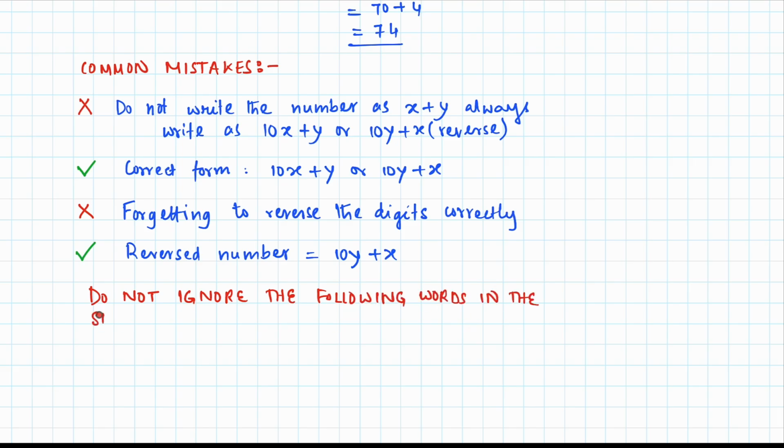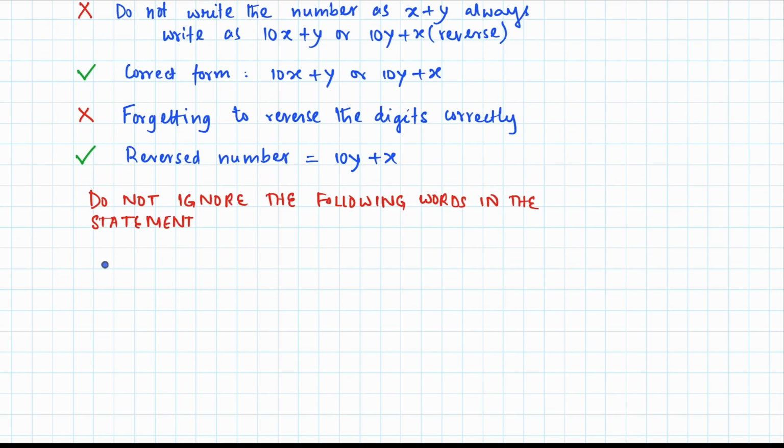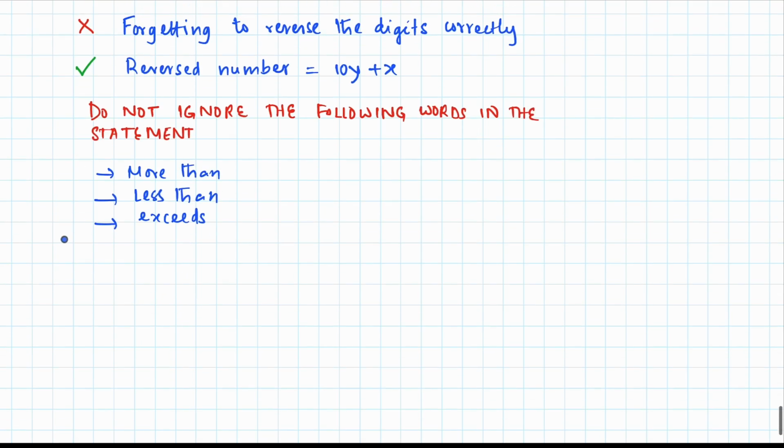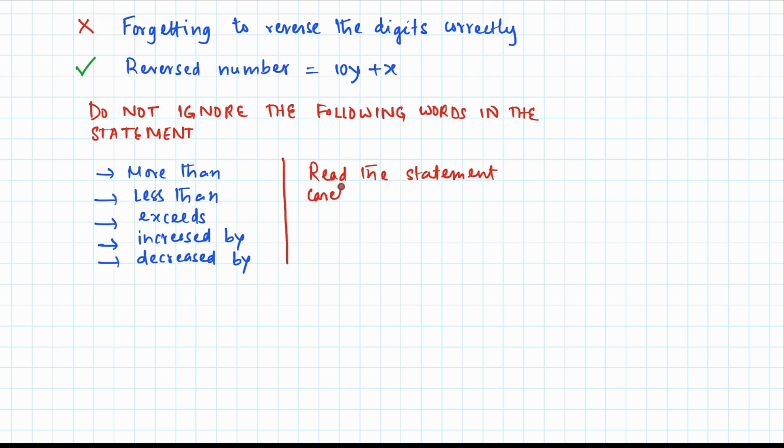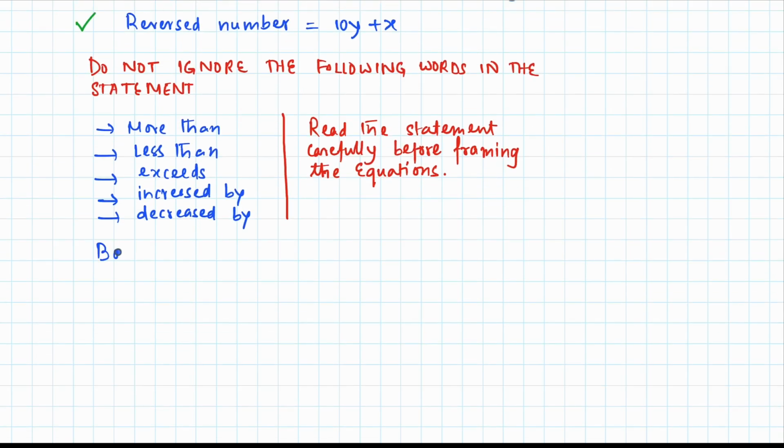So do not ignore the following words in the statement. So we have to consider words like more than or less than. These are the important words in the statement with which you are able to frame the equations. Exceeds, increase by, or decrease by. Always track these particular words in the statement. You will get the clue, and from there you can frame the equations correctly. Read the statement carefully before framing the equations and try to find these words in the statement.